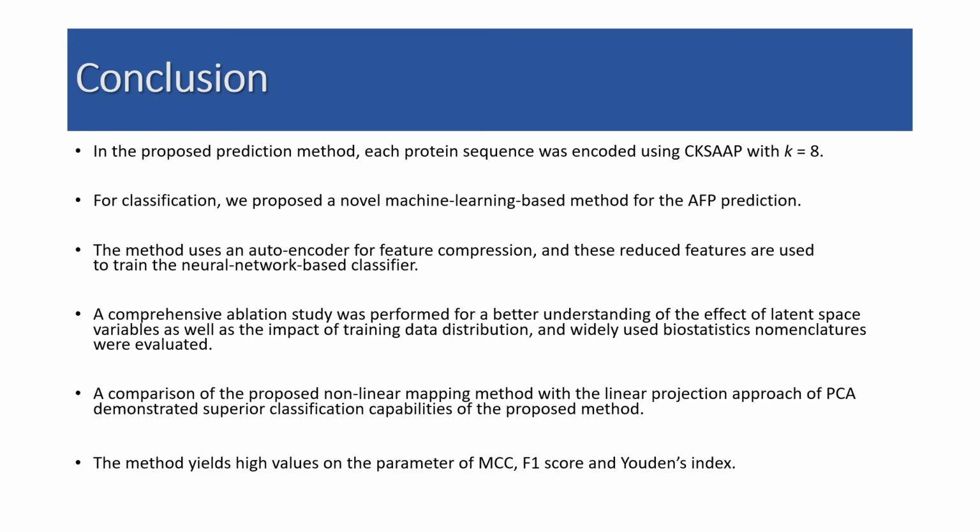A comprehensive ablation study was performed for a better understanding of the effect of latent space variables, as well as the impact of training data distribution. And finally, widely used biostat nomenclatures were evaluated. We also compared the proposed nonlinear mapping method with the linear projection approach of PCA, which demonstrated superior classification capabilities of the proposed method. And finally, the results show that the method yields high values on the parameters of MCC, F1 score, and Youden index.